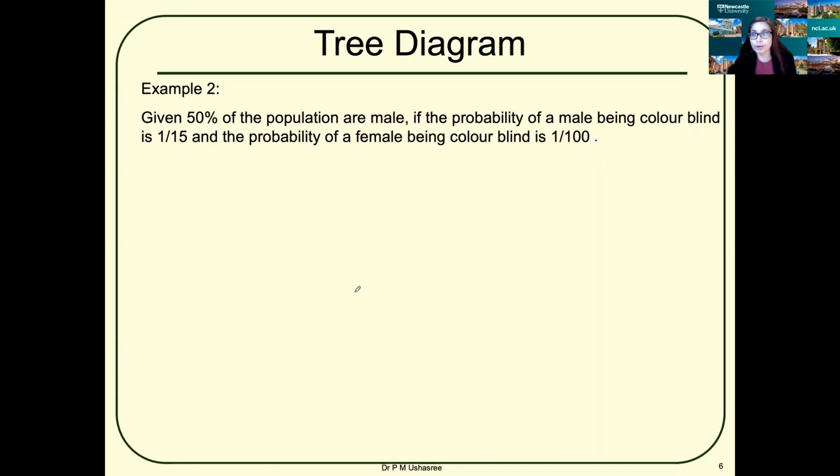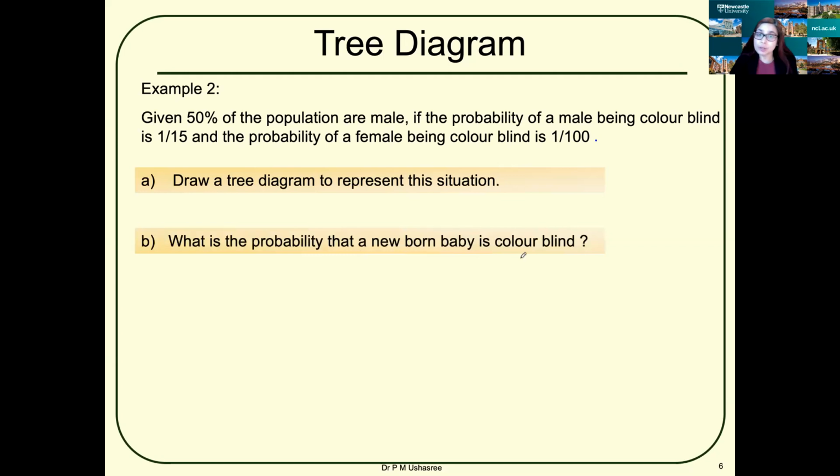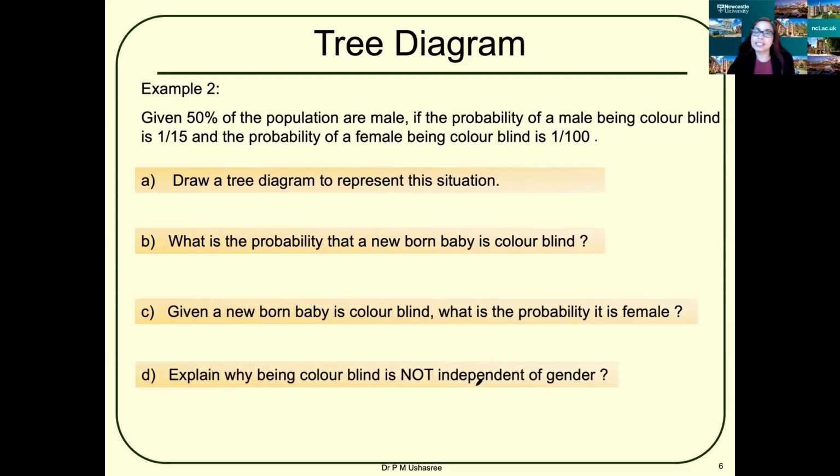Now the questions follow. Draw a tree diagram to represent this situation. What is the probability that a newborn baby is colorblind? Given a newborn baby is colorblind, what is the probability it is female? Explain why being colorblind is not independent of gender. So what I want you to do now is pause the video and draw a tree diagram and then answer part B, part C, and part D.